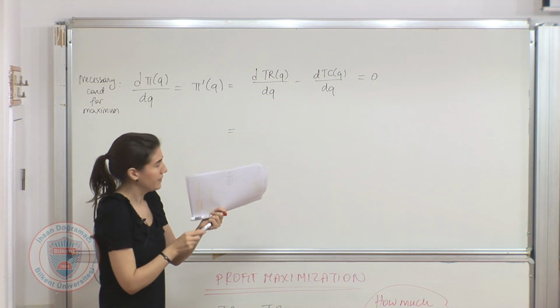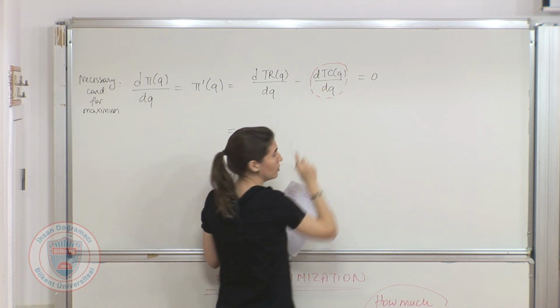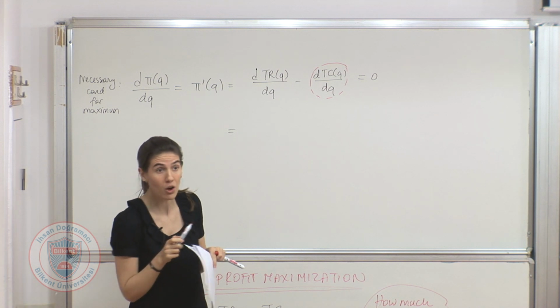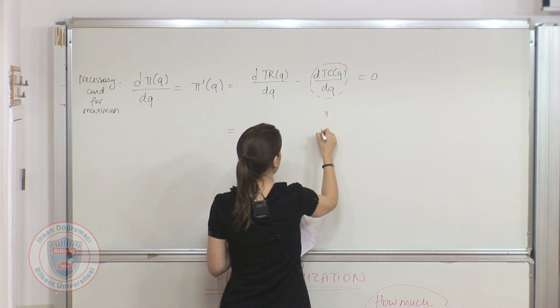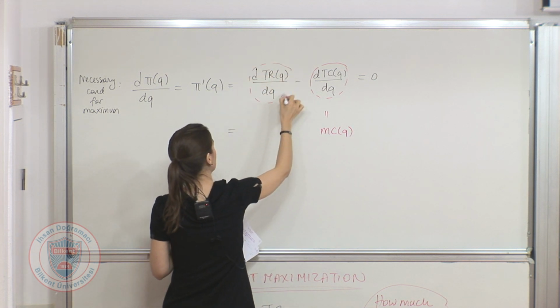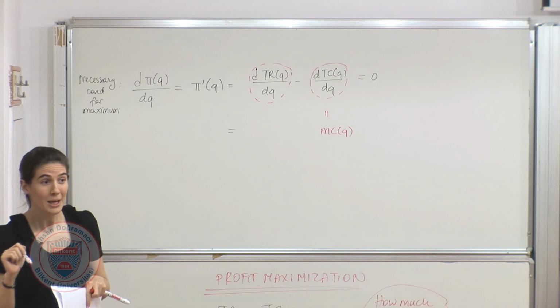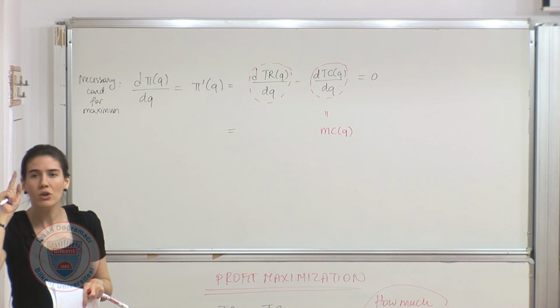What is this guy? When I take the derivative of the total cost function with respect to Q, what did we call it? We called it marginal cost, right? So this is marginal cost. What is this other guy called? Some of your friends might not know, but it's called marginal revenue, okay? So what does that mean?